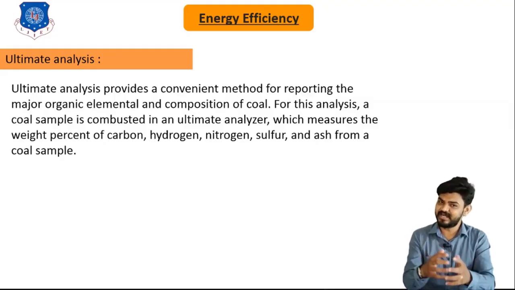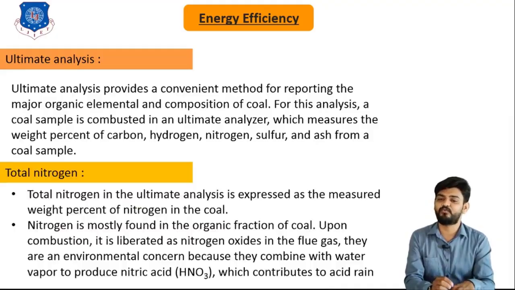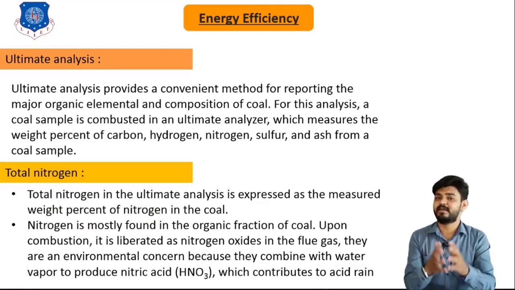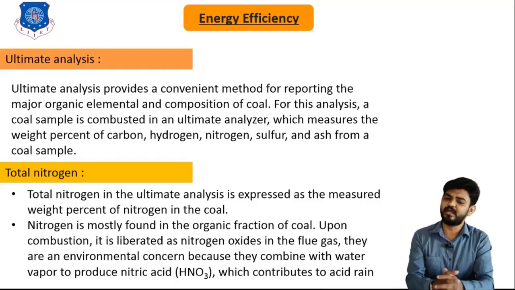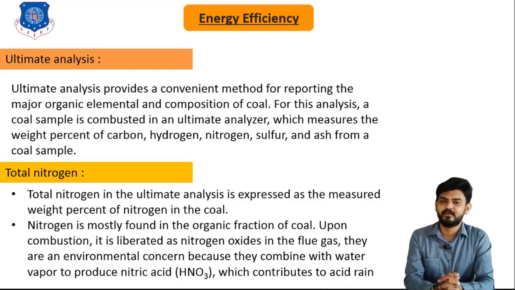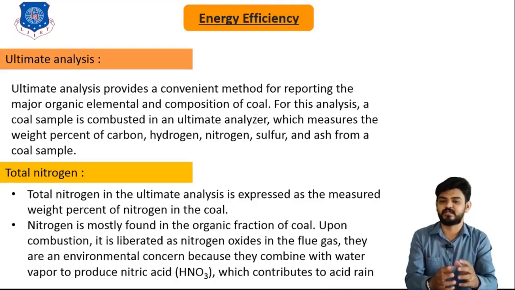So, let's start our discussion on the ultimate analysis with the measurement of total nitrogen. The total nitrogen in ultimate analysis is the measurement of the weight percentage of nitrogen present in the coal sample. Nitrogen is mostly found in the organic fraction of coal. So, the organic fraction of coal includes the nitrogen.